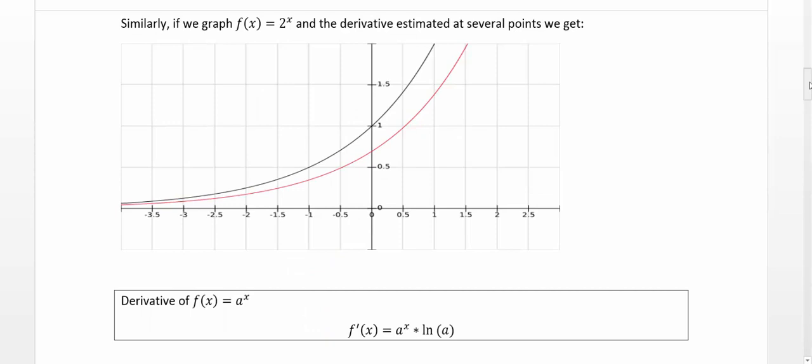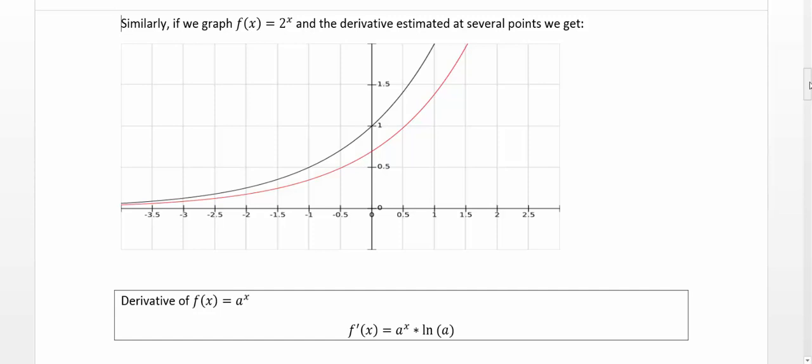Similarly, if we were to graph f of x equals 2 to the x and the derivative estimated at several points, we get the following graph, where 2 to the x is going to be the graph that's in black, and the derivative at every point is the graph in red. Again, we see that it looks very similar in shape and curvature, and therefore we expect that the derivative of 2 to the x to be related to 2 to the x itself, maybe multiplied by some sort of constant.